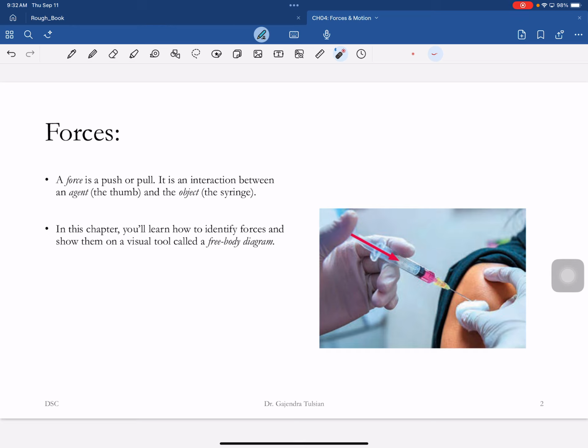So what is relevant, and we'll talk about this again later, is the pressure, which is force divided by area. For the same force, if you're applying it over a much smaller area, the pressure can be much larger, and that can break your skin. Also, greater pressure leads to greater pain.